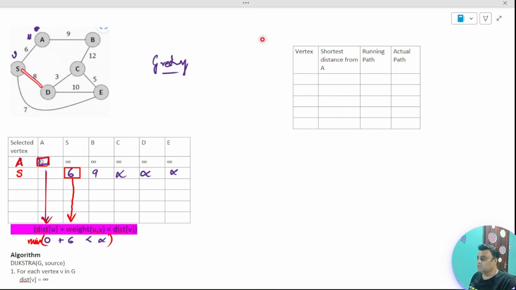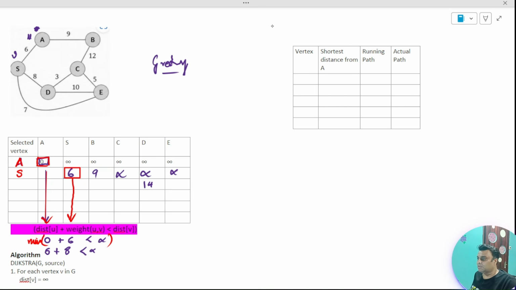From S, can I go to D? Yes. D takes 8. So at D, I will put 8. But then the S cost itself was 6, so I'll have to add. The distance to go to S was 6. Add it to the cost on the graph, which is 8, and it is less than infinity. So 6 plus 8 is 14, which you will put under D. I hope you are understanding this. 6 plus 8 is 14. So I took this, I added this to this, right? And then I compared it with the top row, took the minimum of it.